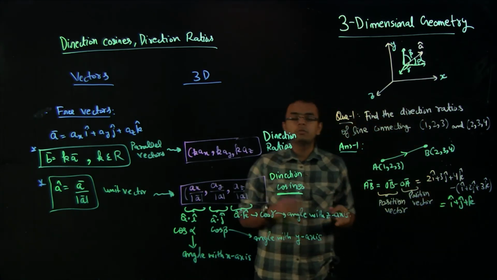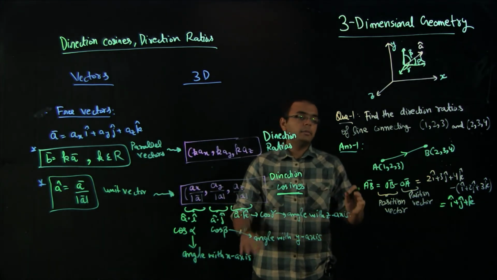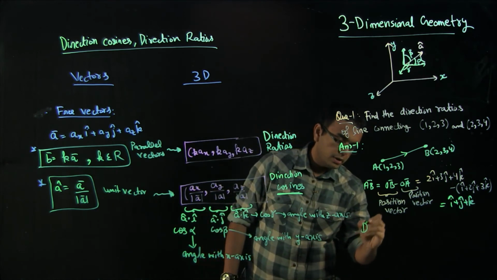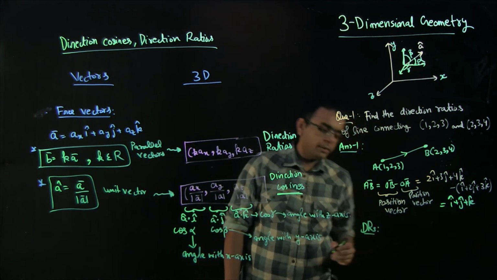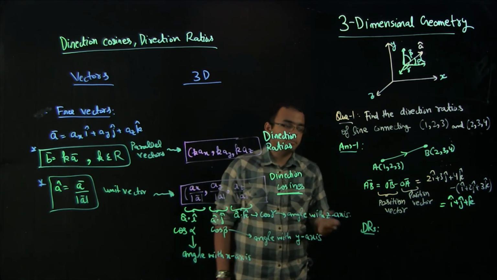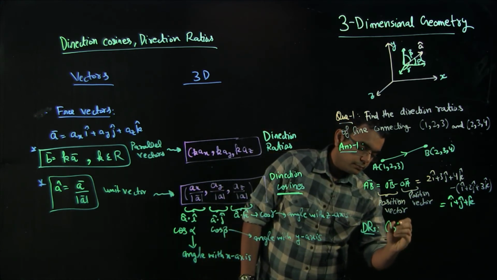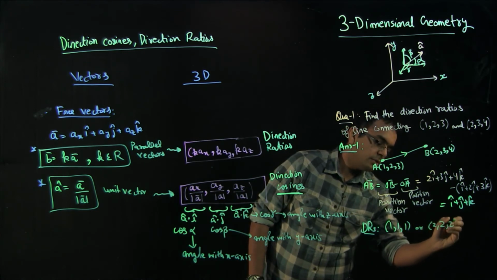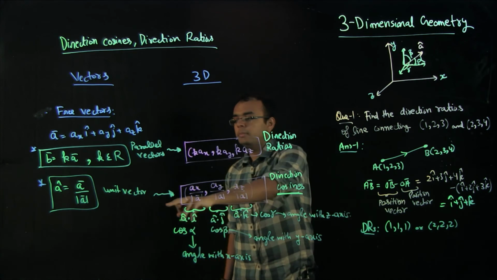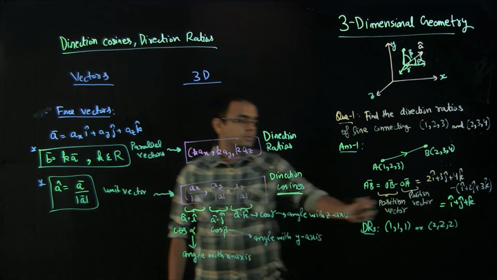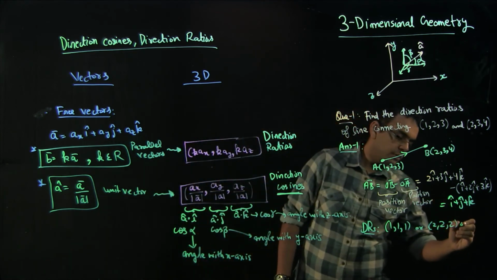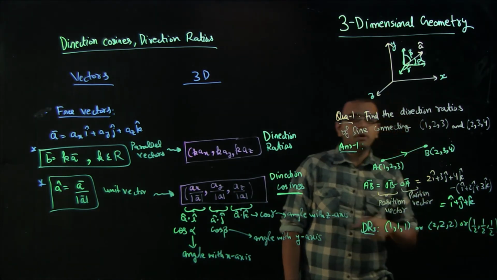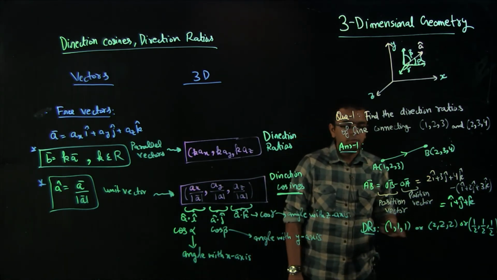Now direction ratios could be anything multiplied, any vector which is parallel to the AB vector. So direction ratios, or in short DRs. What will be the DRs? DRs could be 1, 1, 1, or 2, 2, 2, or anything which is basically k times 1, 1, 1. So 2, 2, 2, half, half, half, or anything you want. So if this is a multiple choice question, you will take everything which is basically a multiple of 1, 1, 1.